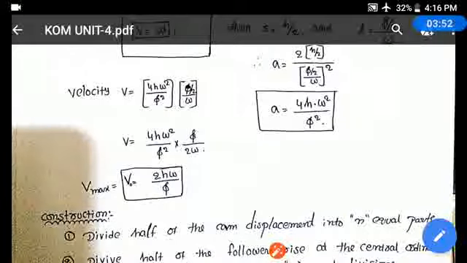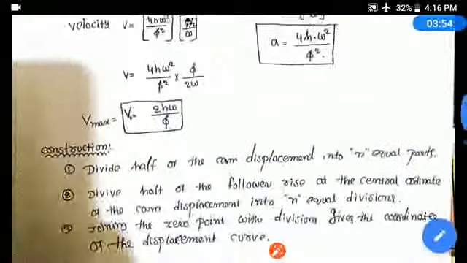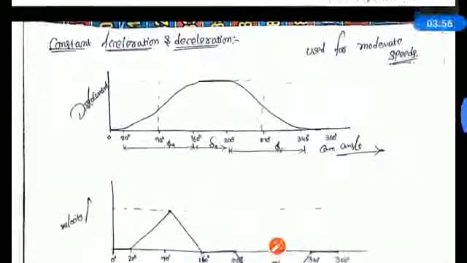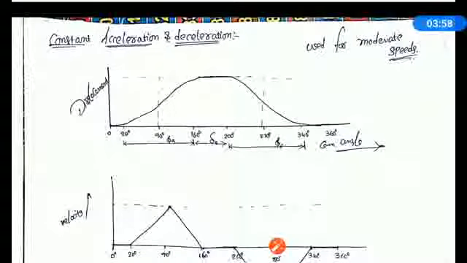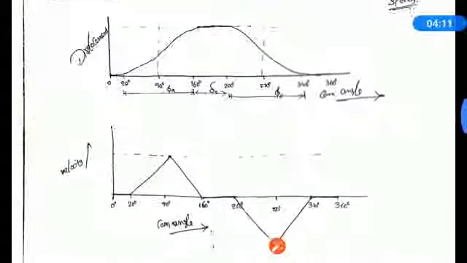We have to calculate velocity and acceleration in some cases. And how to draw the displacement diagram? We already know that the displacement is parabolic. So from 20 degrees to 160 degrees it is parabolic, and from 160 to 200 degrees it is zero, a straight line, and from 200 degrees to 340 degrees again it is a parabolic curve.